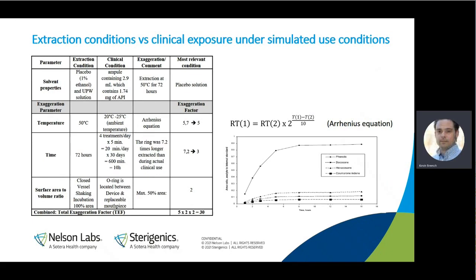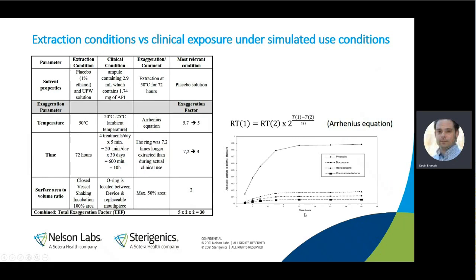As you can see in this graph here, after time you will reach an equilibrium, a plateau. So this is 16 hours, meaning that if you would go from 72 hours to 8 hours, you would be exposed to the same amount of extractables.